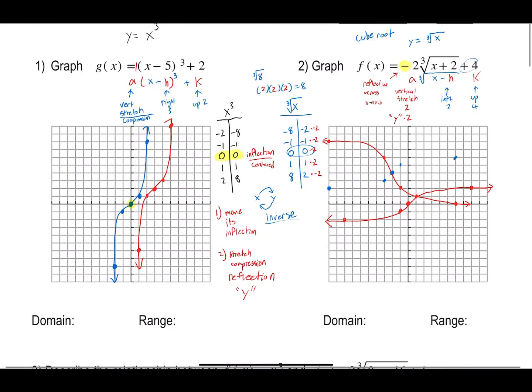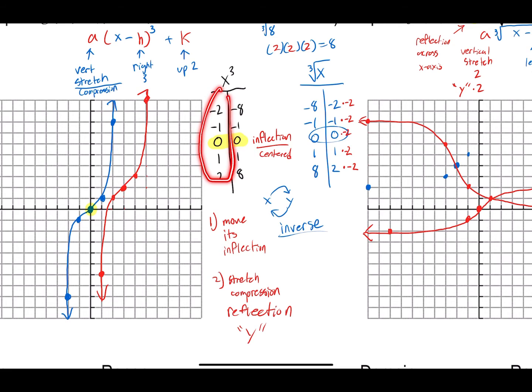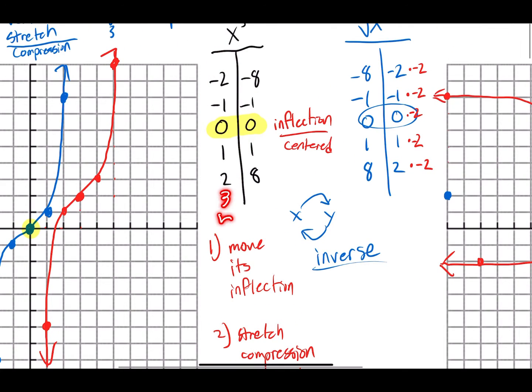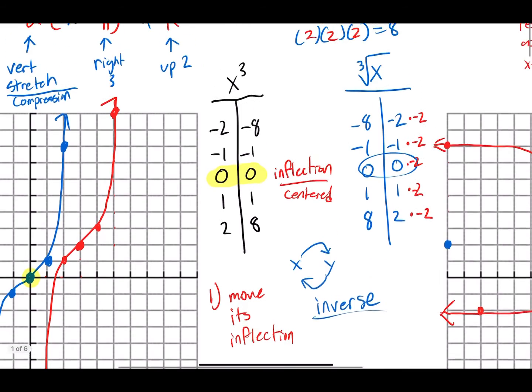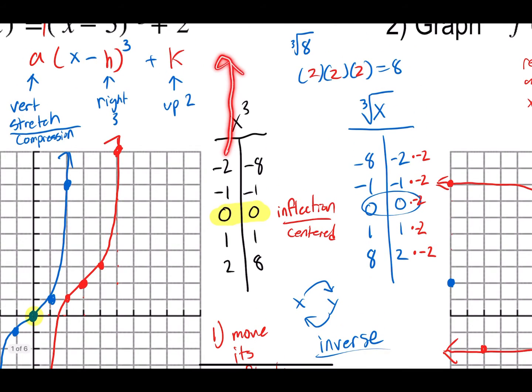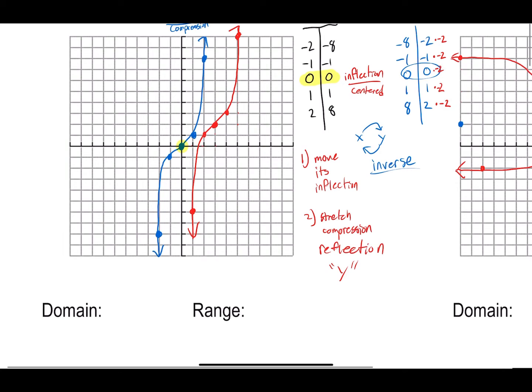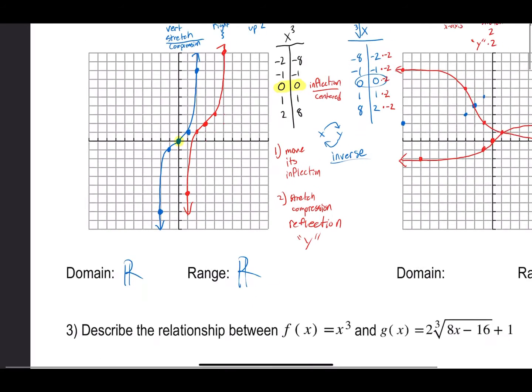If you notice, every single x value that I was allowed to plug in, I could plug in 3, 4, 5, 6, 7, all the way to positive infinity. And in the negative direction, I'm allowed to plug in any negative x value I want. So we would say its domain is all real numbers. And same with its range. If you plug in every positive and negative x value, out comes every positive and negative y value. So its range is also real numbers.